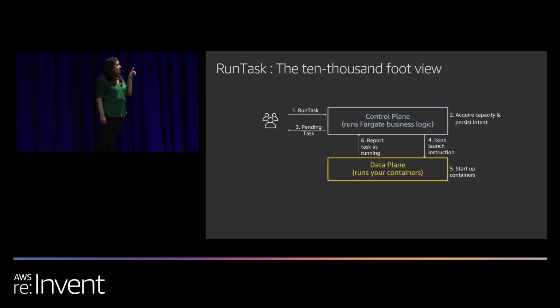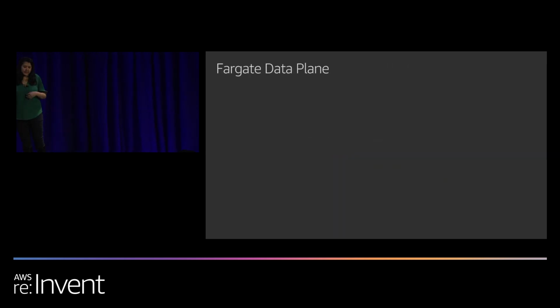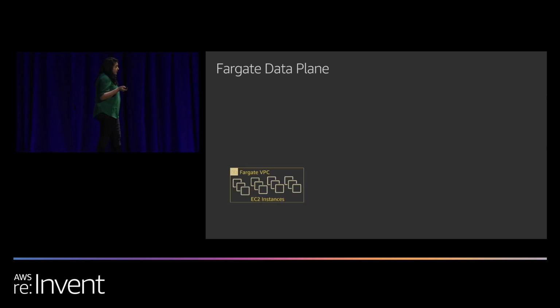So now let's take a look at each of those boxes, the control plane and the data plane, in a little bit more depth, starting with the data plane. And remember that this data plane that we're going to talk about here is the pre-Firecracker data plane, so we'll cover the Firecracker-based data plane in a little bit. So data plane, where do your containers run? Surprise, surprise, they run on EC2 instances. Now, these are not EC2 instances that live in your account, so you don't see them, but they are EC2 instances that live in a Fargate account within a Fargate VPC.